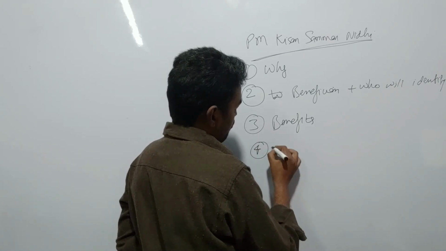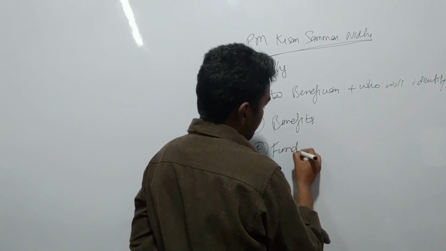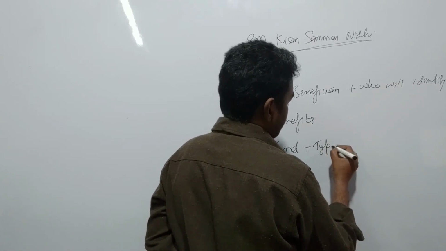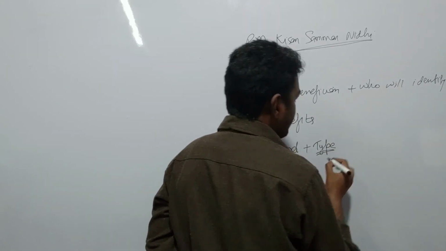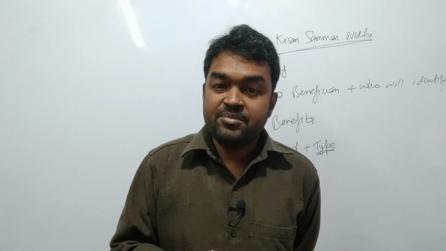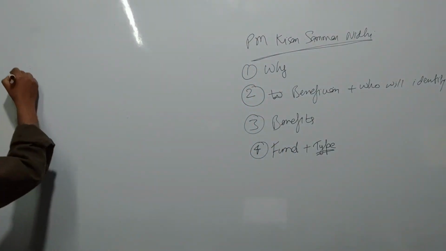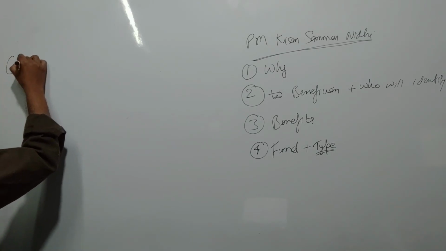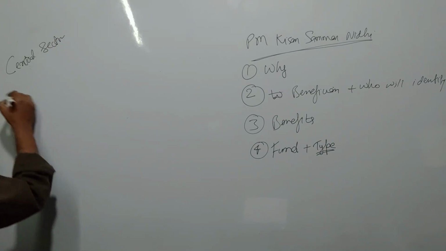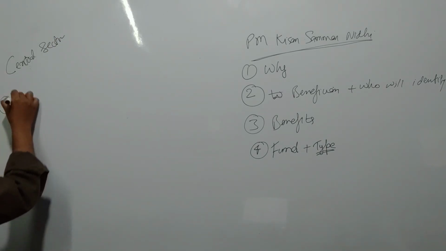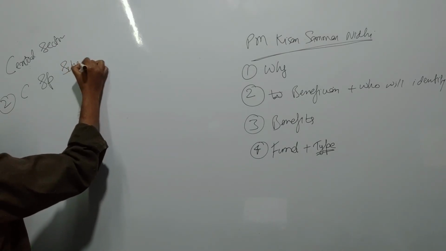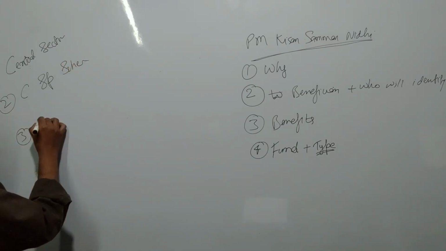Fourth, funding. Who will fund the scheme means type of the scheme. Type of the scheme will also tell who will implement the scheme. For example, schemes are of 3 types. First, there are central sector scheme, second is centrally sponsored scheme, and third is state scheme.